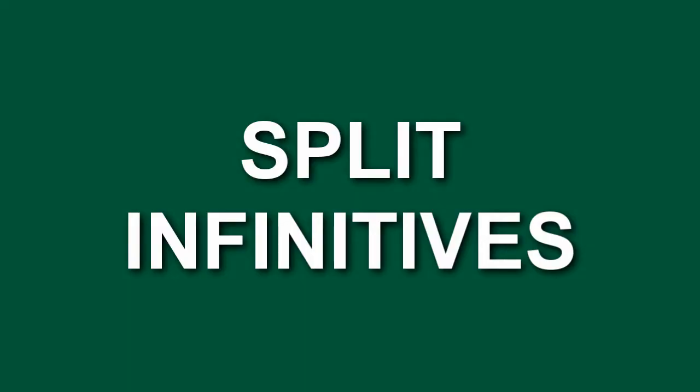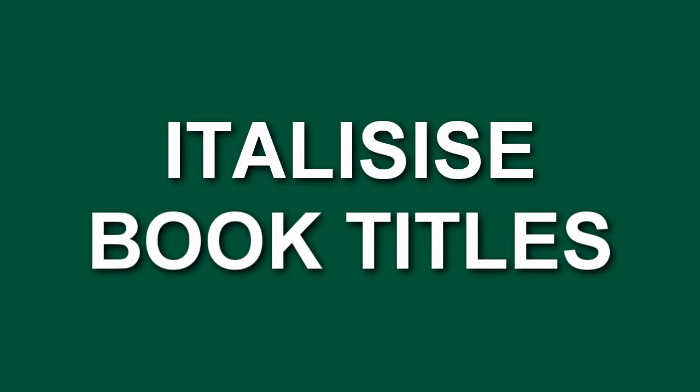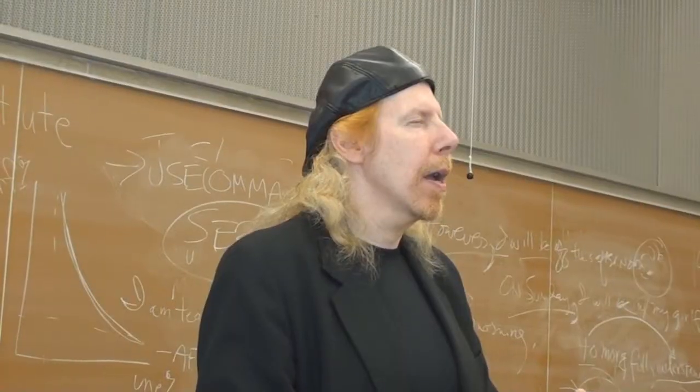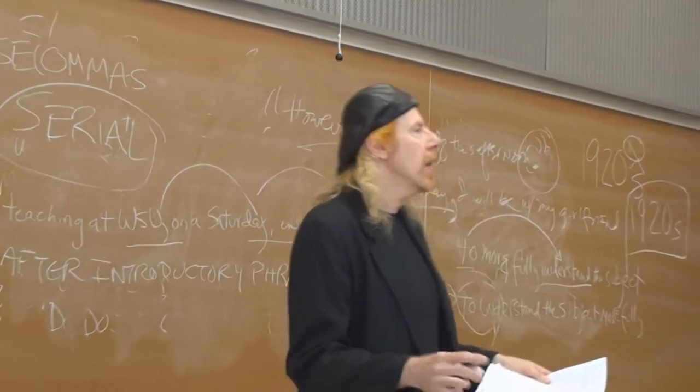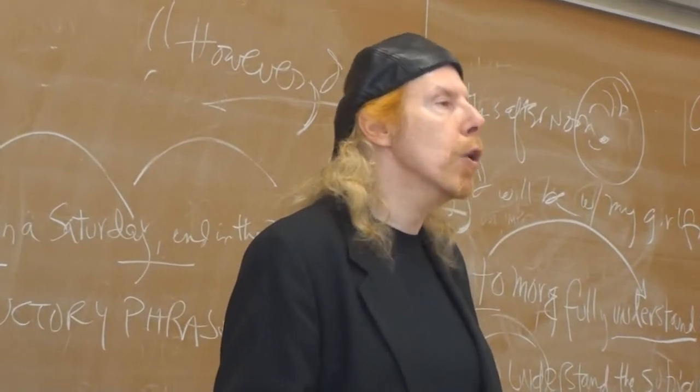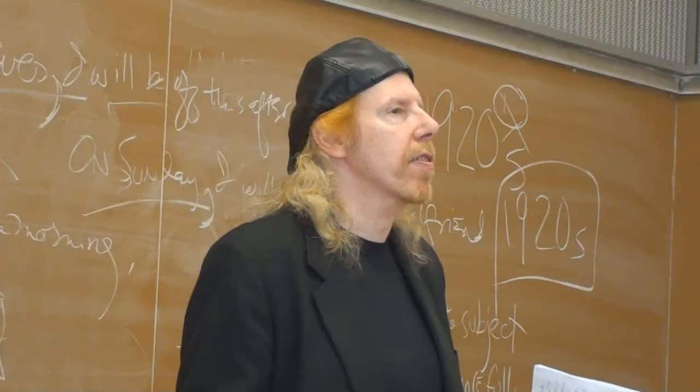Another thing that writers do a lot is to split infinitives. Another thing that writers do is not italicize book and magazine titles. We look for words modifying a noun to be hyphenated. Another thing that people do a lot is to say which when they mean that. Another thing that people do a lot is to say loose, L-O-O-S-E, like when something doesn't fit right, when they mean lose. Another thing that people do a lot is not to use section headings.